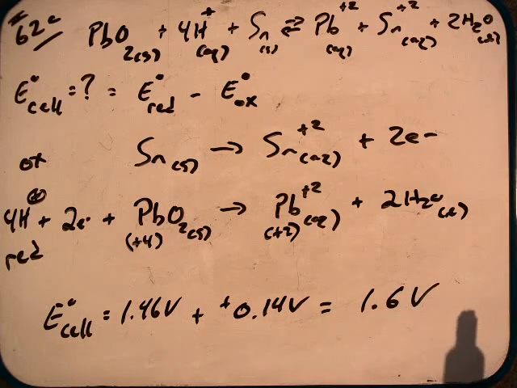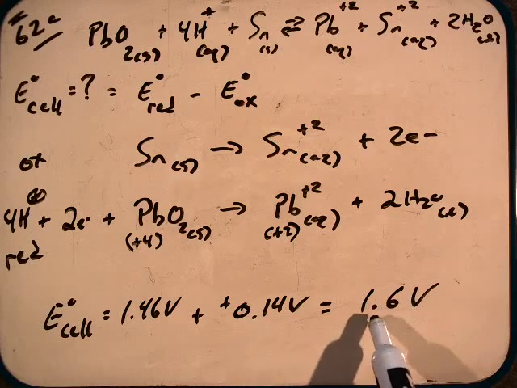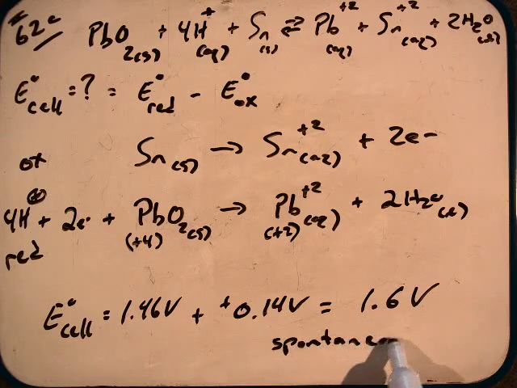and we get an answer of 1.6 volts for this cell. The question then goes on to ask us to determine if it's spontaneous as written, and since we get a positive cell potential, that means that this is spontaneous as written. That is number 62C in chapter 18.